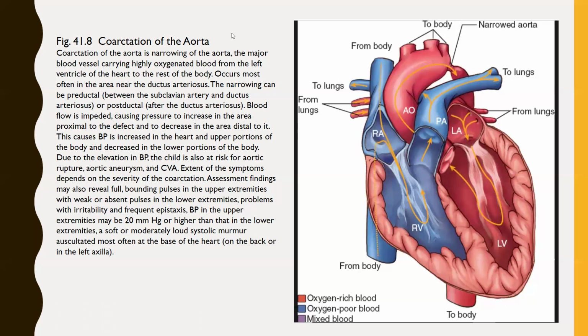Assessment findings may reveal full bounding pulses in the upper extremities with weak or absent pulses in the lower extremities. These babies may have problems with irritability and frequent epistaxis. The blood pressure in the upper extremities may be 20 millimeters of mercury or higher than that of the lower extremities. A soft or moderately loud systolic murmur is auscultated most often at the base of the heart, on the back, or in the left axilla, where you would hear it probably the best.